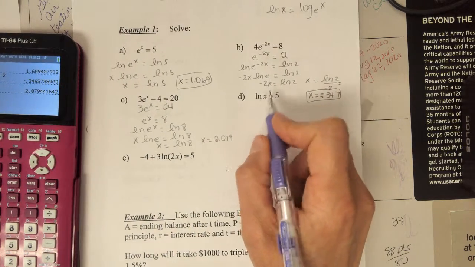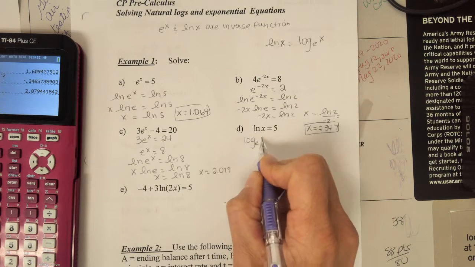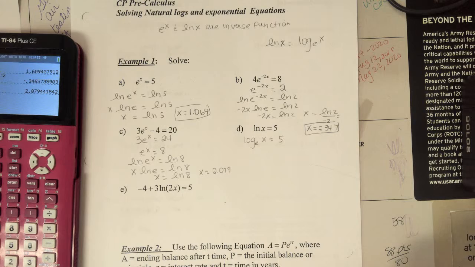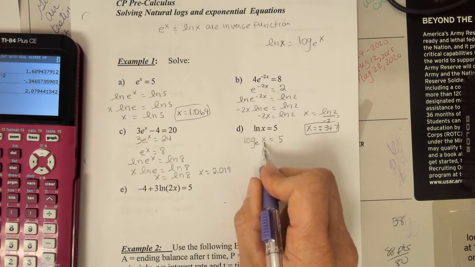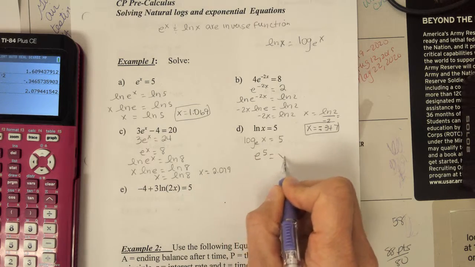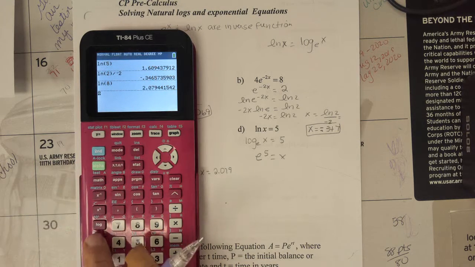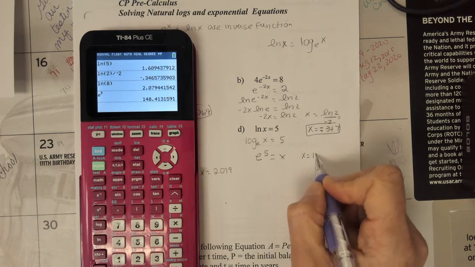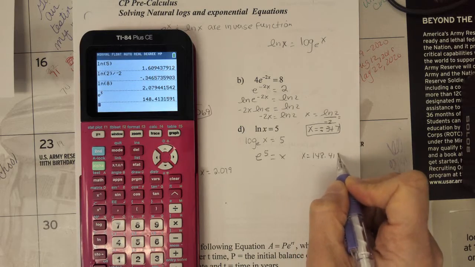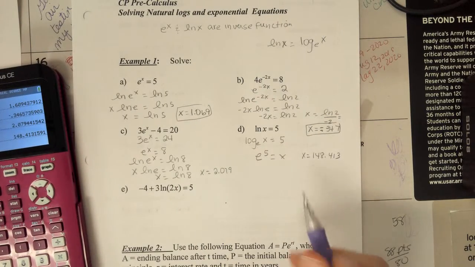Now remember, natural log we're going to rewrite as log base e of x. So log base e of x equals 5. We'll convert that to exponential. So that's my base, that's my power. And that's what it'll equal. So we'll go to my calculator. The e can be found by hitting second natural log. Type in the 5. And we get x to be 148.413. Again, you can always check these answers by plugging them into the original equation.